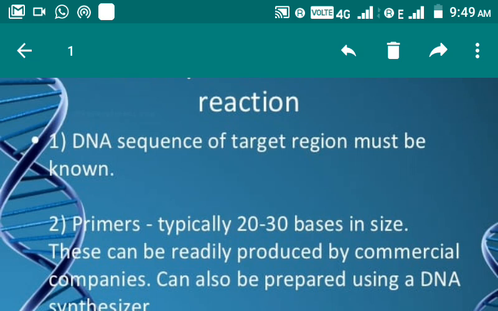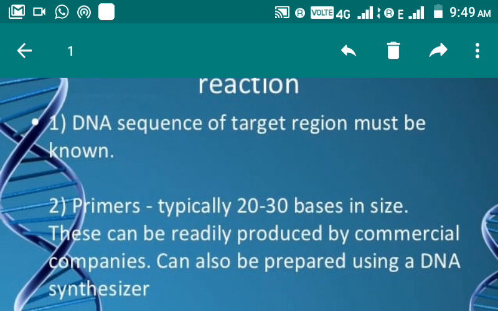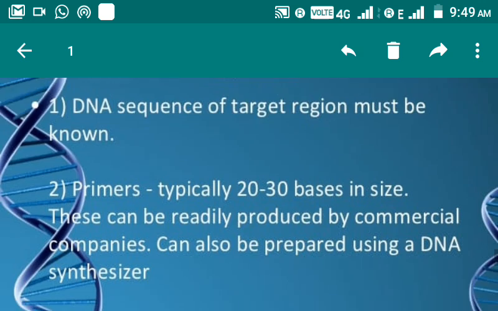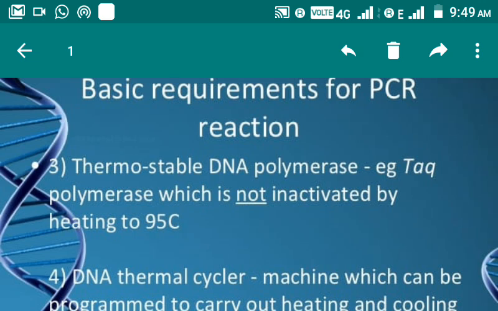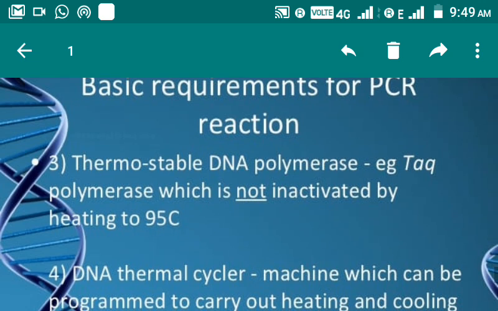Then the second requirement is primers. Typically this primer is 20 to 30 bases in size, but it may go beyond that size depending on the situation. Next is thermostable DNA polymerase. This is very important. Taq polymerase. This is a very specific type of polymerase which is not inactivated by heating to 95 degrees.